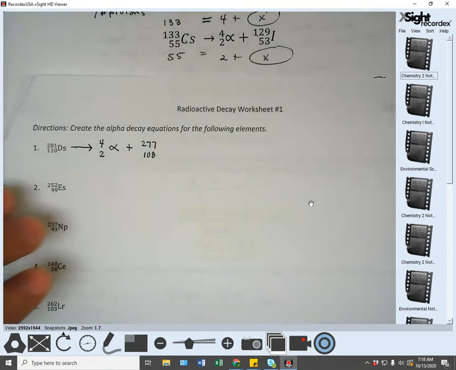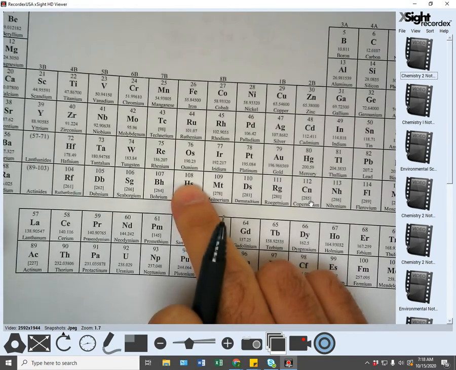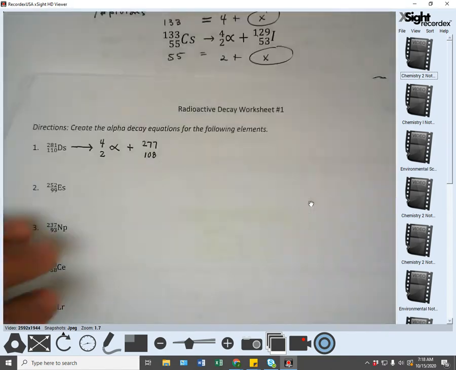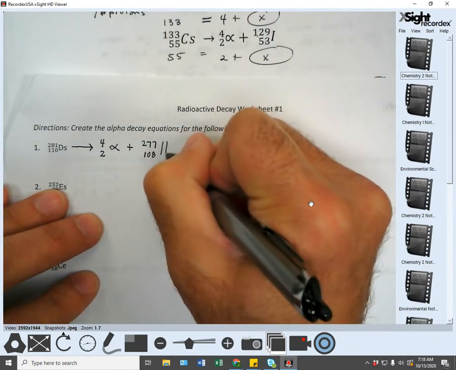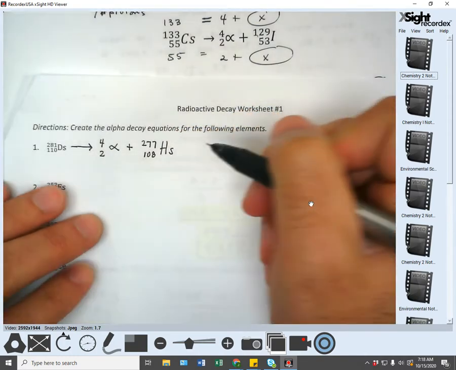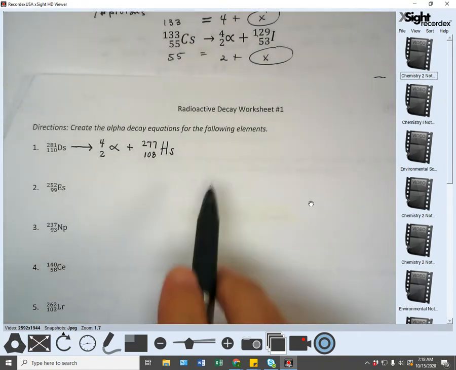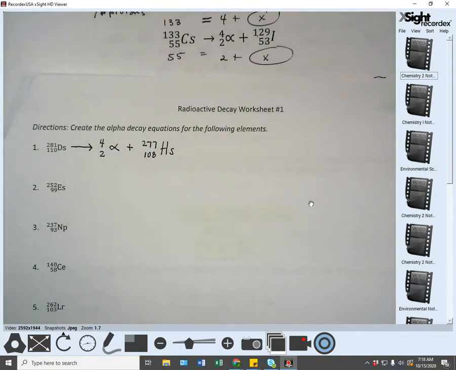And we've got 108, so we're going to look up the element with 108. 108 is here, so that's hassium, Hs. That's our symbol. Okay, and that's the answer. That whole entire thing is the answer. That's the decay equation. All right.